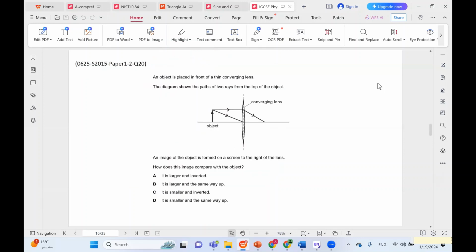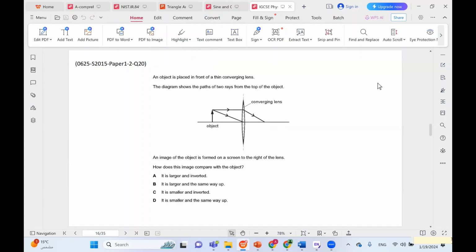An object is placed in front of a thin converging lens. The diagram shows the paths of 2 rays from the top of the object. An image of the object is formed on a screen to the right of the lens. How does this image compare with the object?